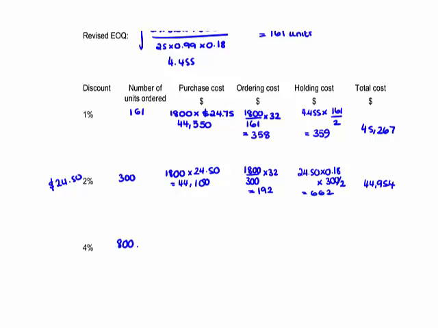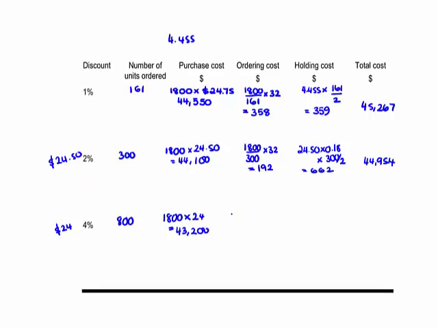Finally, then we need to look at the discount. To get a 4% discount, we need to order 800 units at a time. To get a 4% discount then, we're going to be paying $24 per unit. So 1,800 ordered during the year at $24 will give us the lowest purchase cost. That's $43,200. The ordering costs then, when we're ordering 800, will be 1,800 divided by 800 multiplied by 32. So that's going to give us ordering costs of $72.